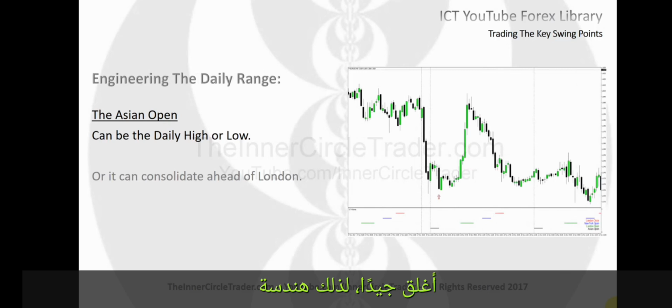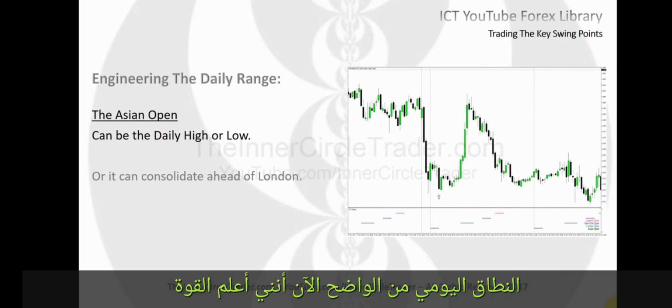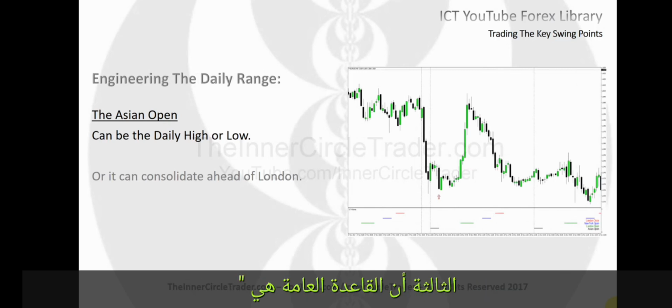All right, so engineering the daily range. Now, obviously, I teach with Power 3 that the general rule of thumb is that Asia is a consolidation, then London creates the high or the low of the daily range. New York is part of the expansion, and then London Close creates the higher low of the day or the opposite end of the range that's formed in London. But not always is that the case.